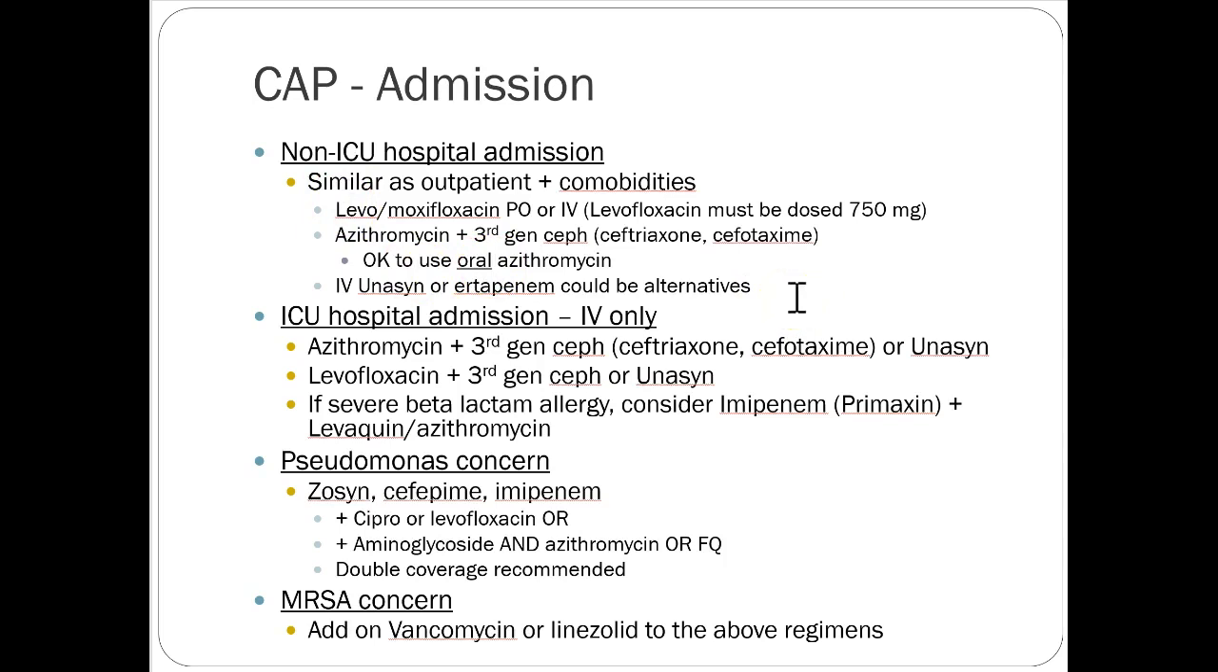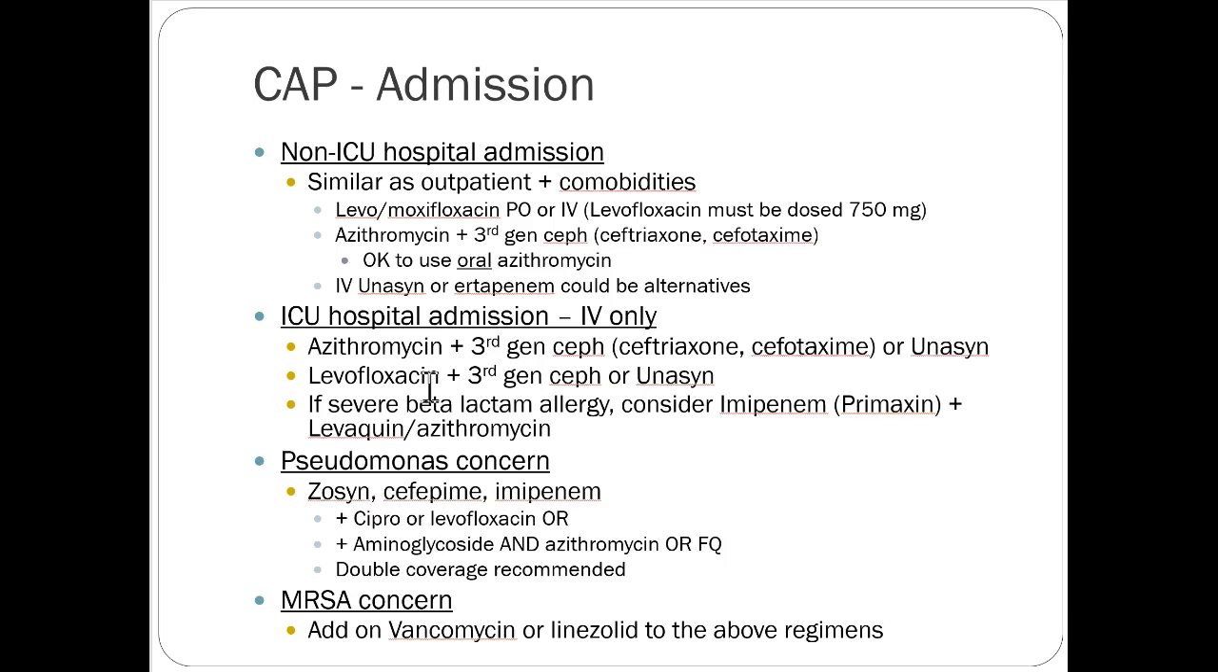So if somebody's going to the ICU, we treat them a little bit more aggressively. So it's very similar. We're going to do everything IV though. And the big difference is we don't use fluoroquinolones by themselves. So fluoroquinolones sort of take the role of azithromycin. We basically say, all right, fluoroquinolones, you have to be kind of the atypical coverage here. And then we're going to add on a third generation cephalosporin. So again, ICU, big difference, IV only for everything and no fluoroquinolone monotherapy.